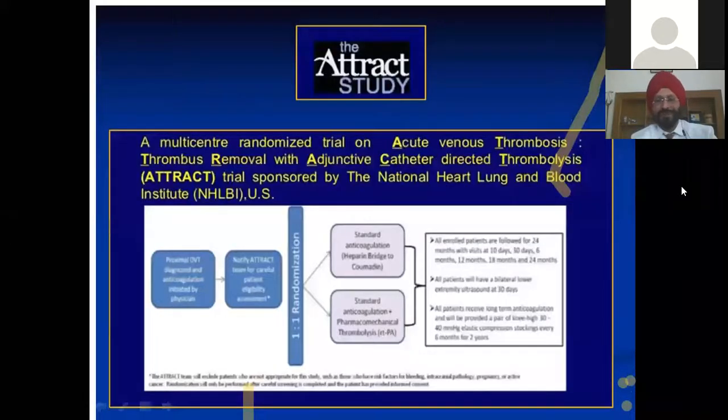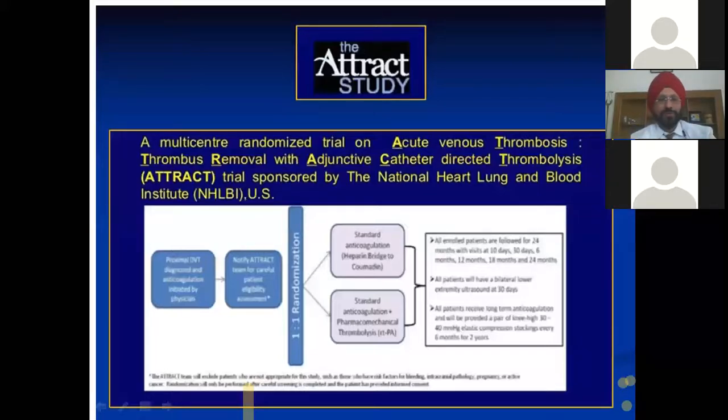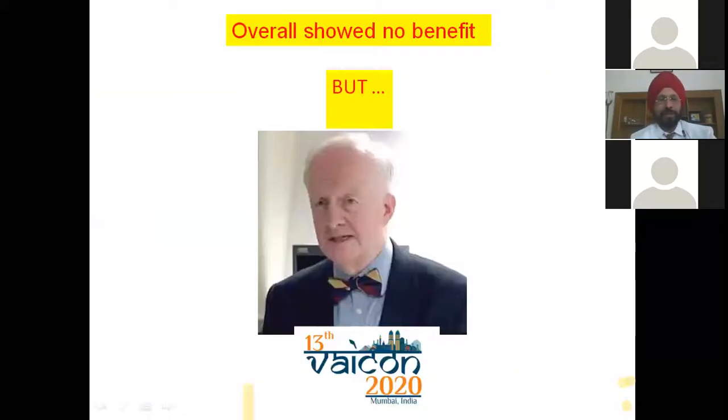Then, of course, came the ATTRACT trial, which did let a number of people down, but you have to see the results. Acute venous thrombosis, thrombus removal with adjunctive catheter-directed thrombolysis, the ATTRACT trial. It was done, one of them was our friend Vedantham, and it showed that there was really not much difference between doing catheter-directed thrombolysis and not doing. But very soon, when people studied the trial, including our own Professor Alan Davies, who is very dear to VAI, and who in fact presented this at the 13th VICON in Mumbai.